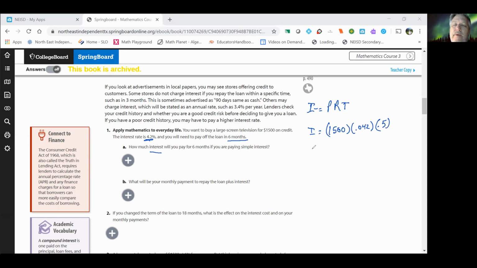All right, so we'll go ahead and find the interest by doing the math here. And again, you should have a calculator. If not, your phone will work. And I'm getting $31.50. The interest on here is $31.50.